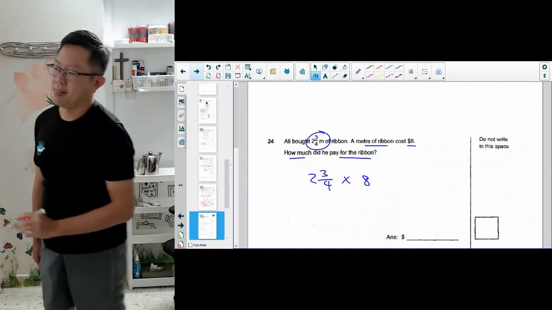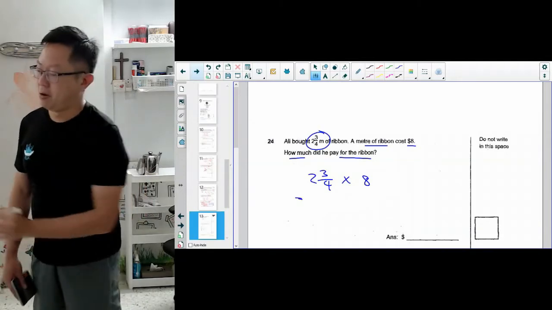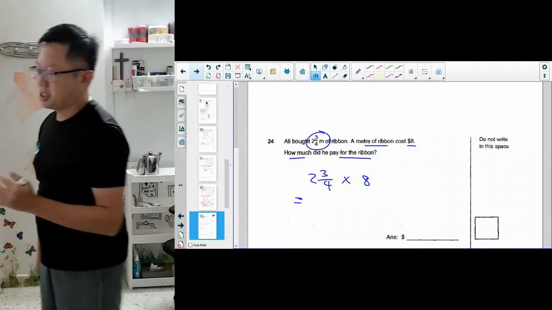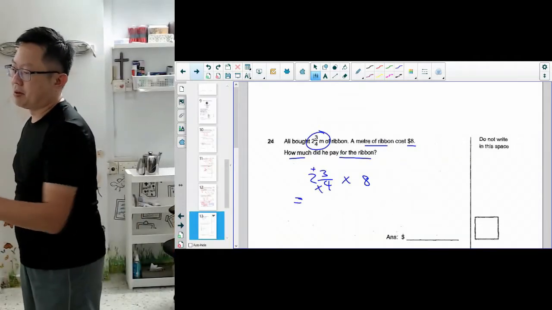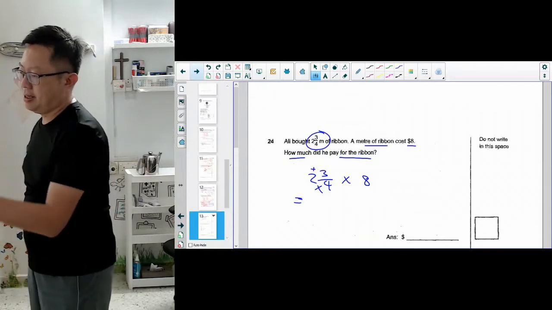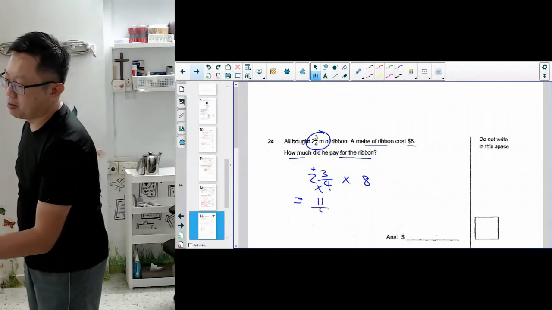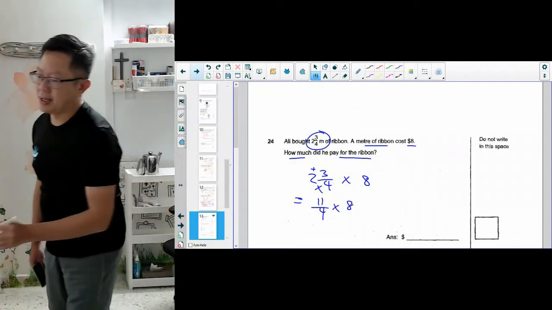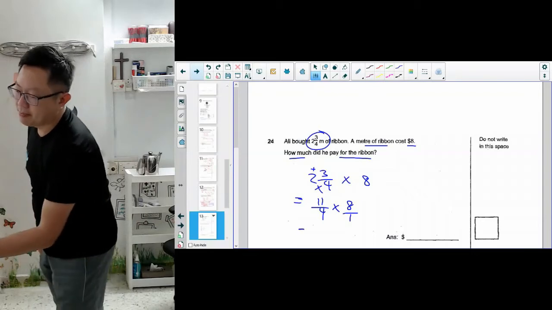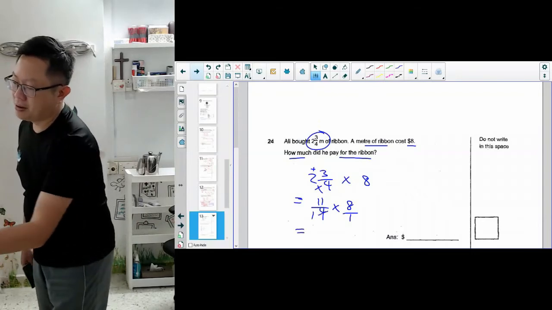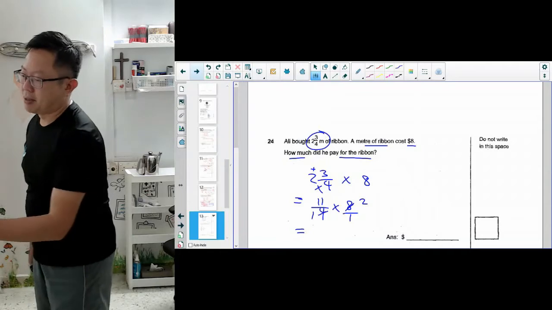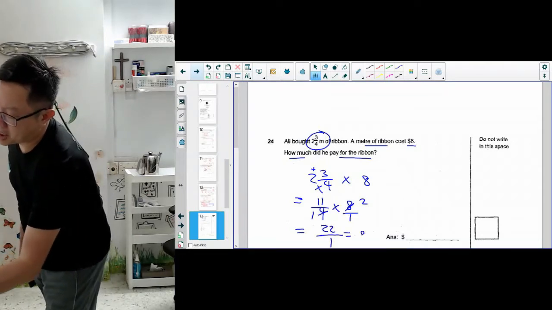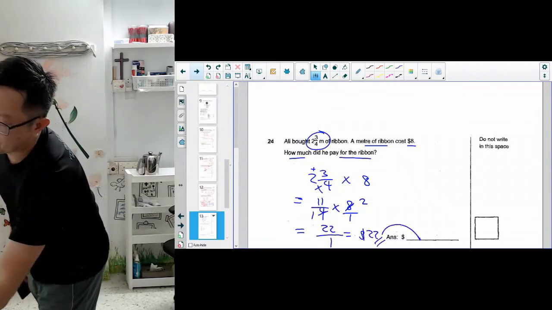So how do you multiply? Now you cannot multiply mixed number with whole numbers. It's very hard, right? And it will be very dangerous. So you must change the mixed number into improper. So 2 times 4, 8. 8 plus 3 will be 11/4 times $8. Okay? And then you change the whole number into a fraction. And then you cancel, divide by 4. 8 divided by 4. And then you multiply the numerators. And you multiply the denominators. And how much is that? That will be $22. Okay?